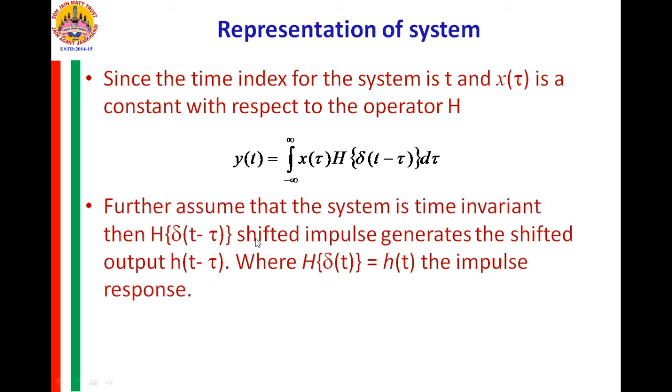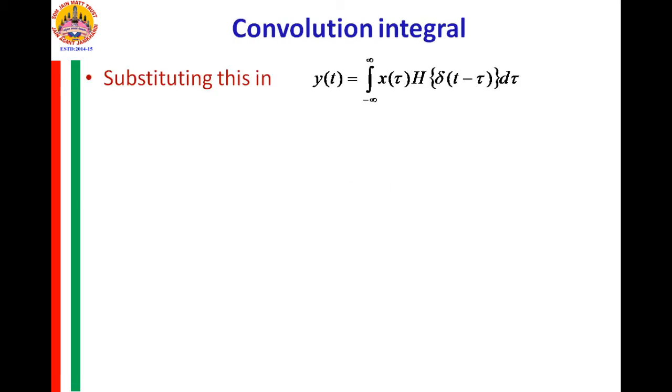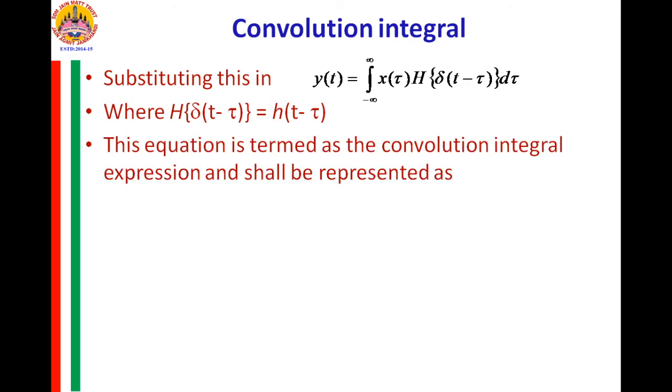The shifted impulse response is denoted by h of t minus tau, where when you operate with the operator h on delta of t, you obtain the impulse response h of t, and if you shift this impulse response h of t with tau, you get this shifted impulse response. So, replacing h of delta of t minus tau with h of t minus tau, we get the convolution integral expression, that is y of t is equal to integration from minus infinity to plus infinity x of tau into h of t minus tau d tau.